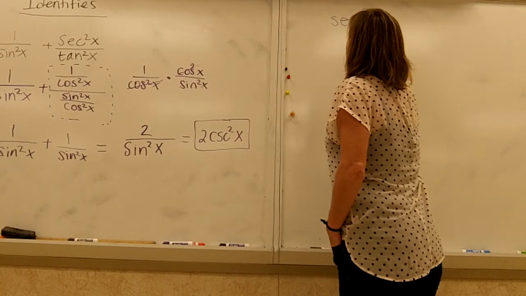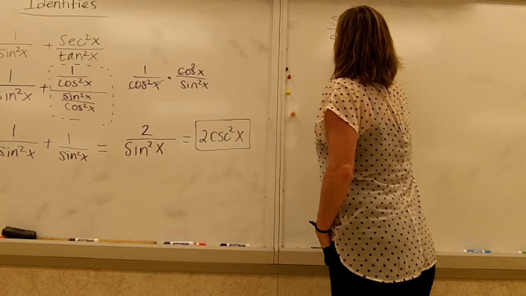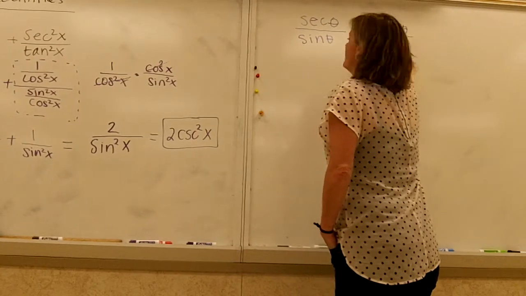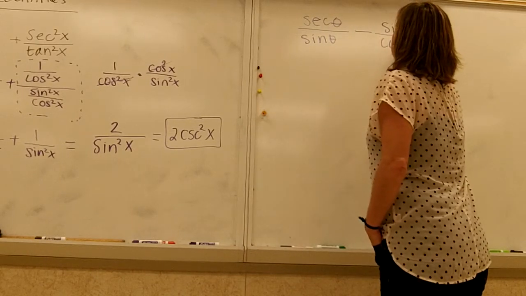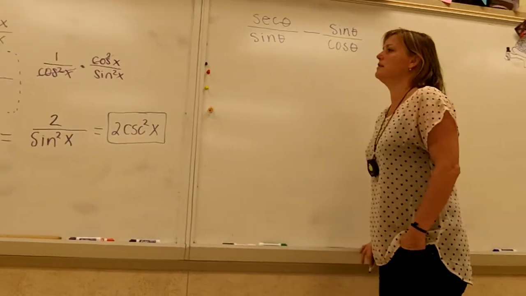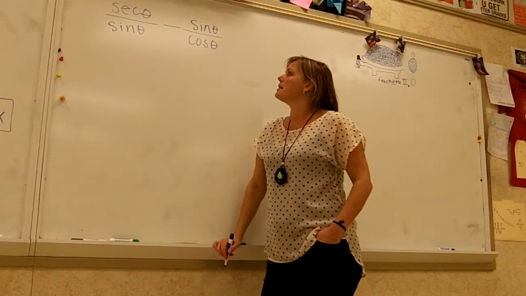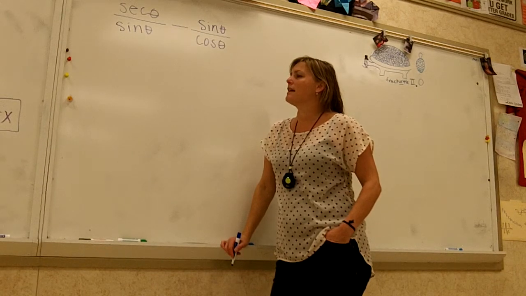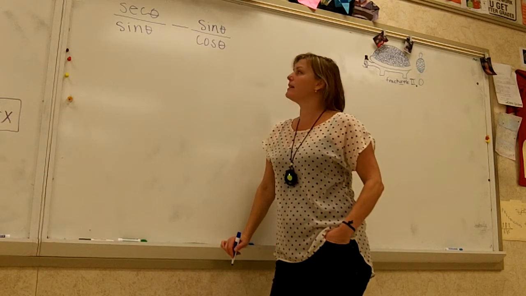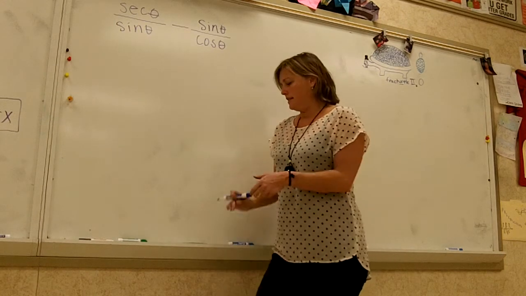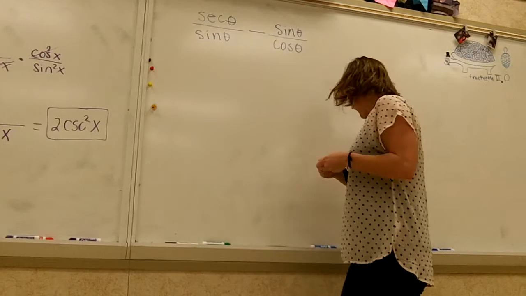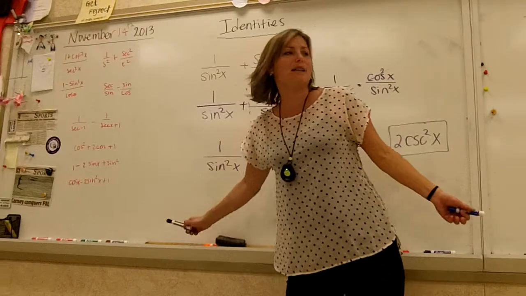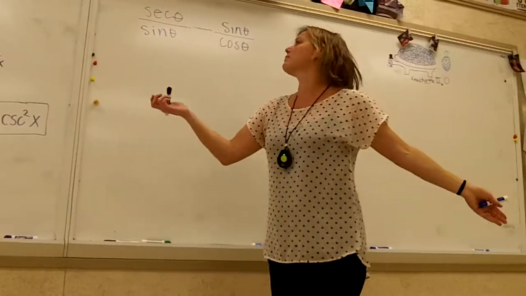Secant theta divided by sine theta minus sine theta divided by cosine theta. I always take a look at these and think I'm so unfortunate because I don't have common denominators. And then I think, oh, I can't be upset about that because I know how to fix things. I can just make them common denominators and then my life will be great once again.